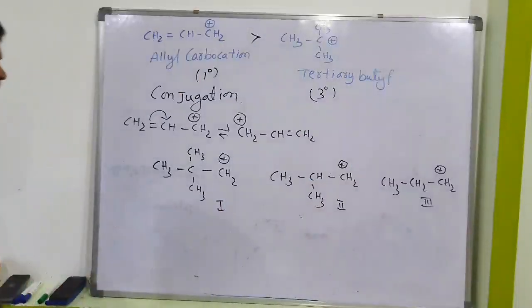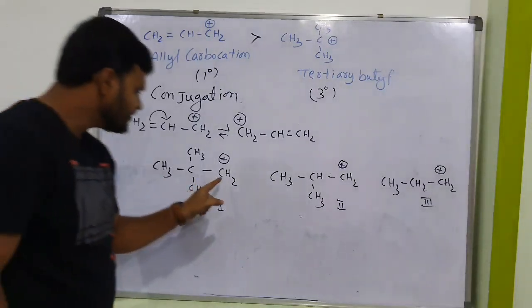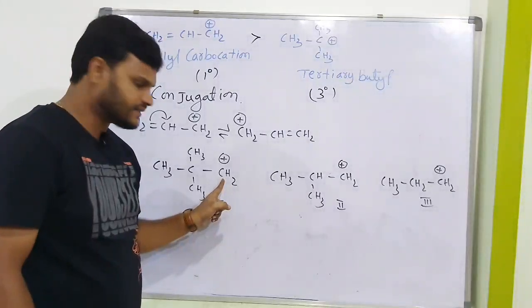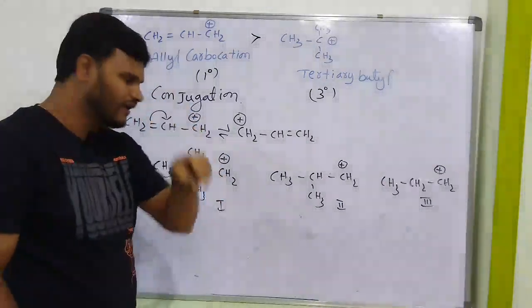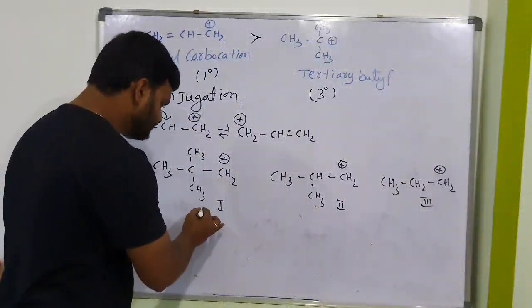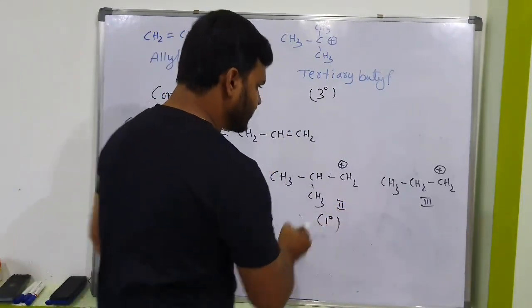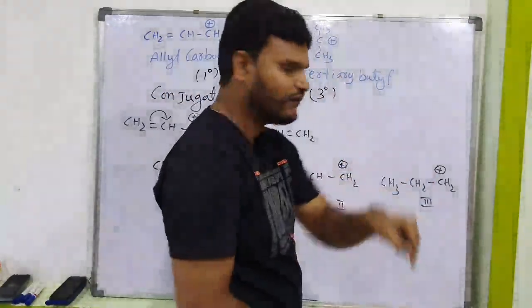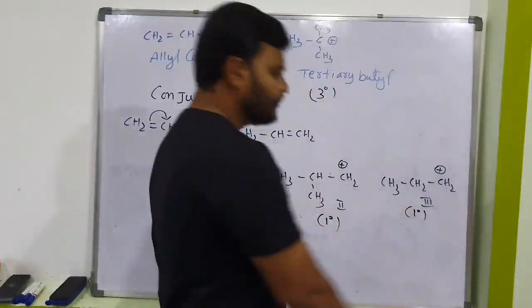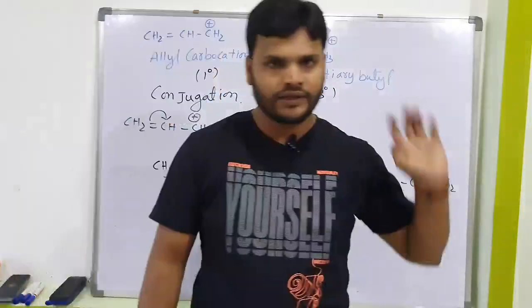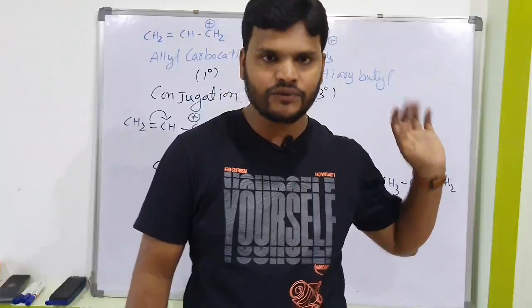Carry on. First you need to identify which one is primary, which one is secondary, which one is tertiary. Then you will get clarity. So this is the reactive intermediate, isn't it? C plus is attached to only one link. That is the reason this is primary. So what about this one? C plus is attached to only one link. This is also primary. Are you getting my point? Here three structures are primary only.